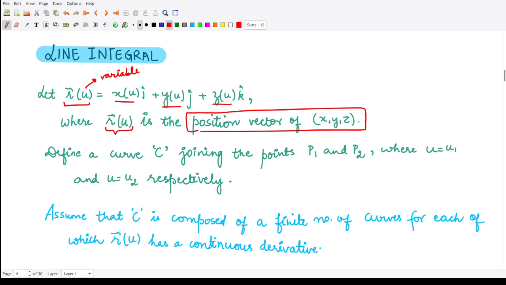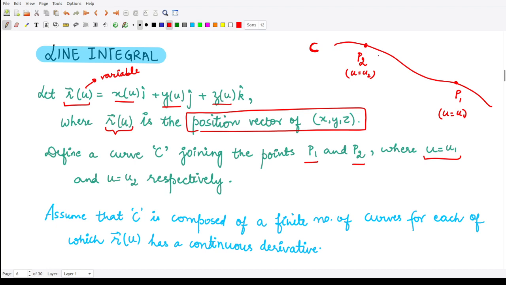For the line integral, what do we mean by that? Suppose you have some curve which is defined by the symbol C. On this curve, suppose this is the point p1 and this is the point p2. We have some curve joining the points p1 and p2, where at p1 the value of u is u1, and at p2 the value of u is u2. In this particular case, we are taking the integral of some vector quantity moving from this point to this point.